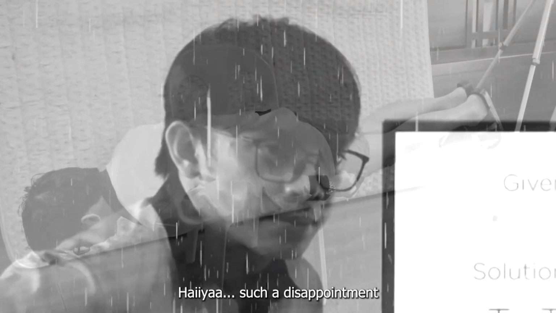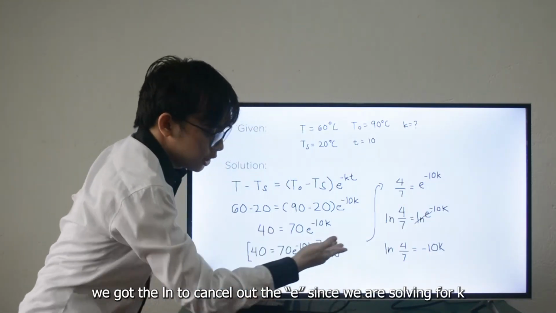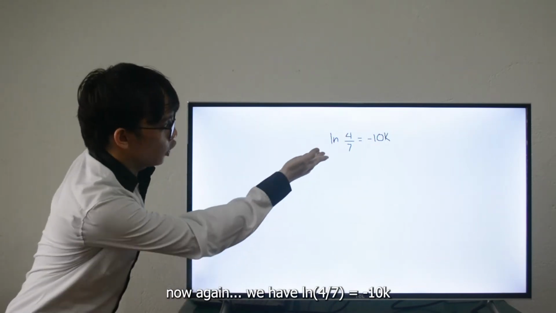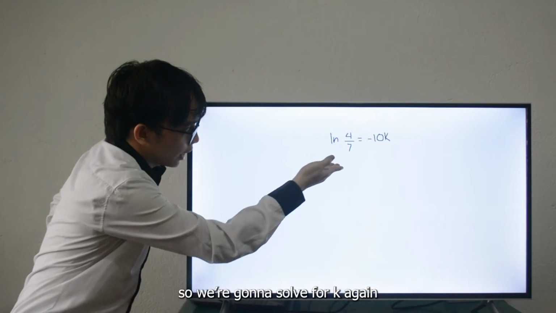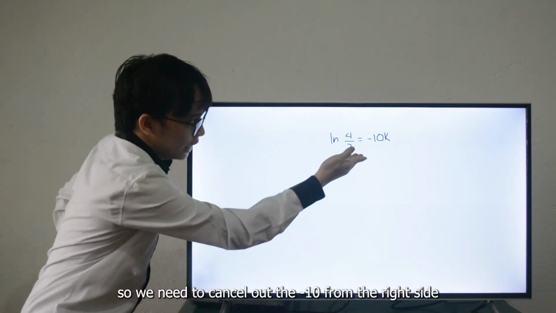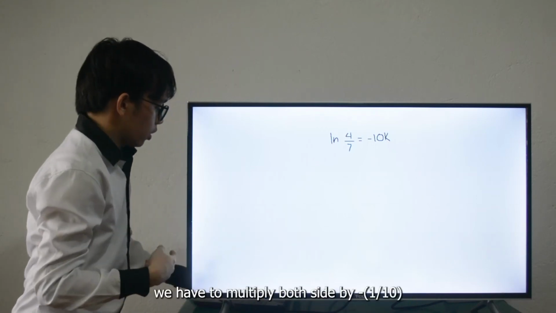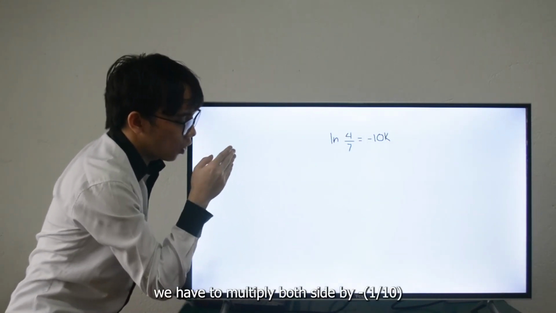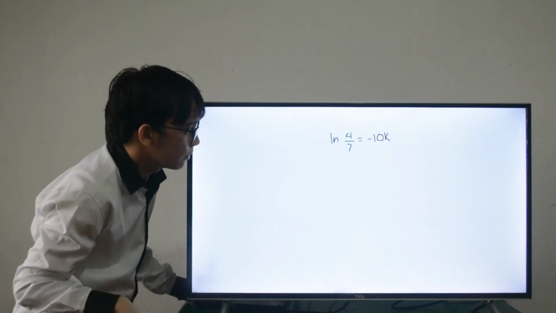Hiya, such a disappointment. We got the ln to cancel out the e since we are solving for k. Now again, we have ln 4 over 7 equals negative 10k. So we can solve for k again. So we need to cancel out the negative term from the right side. So you have to divide both sides by negative 10. I mean, you can multiply by negative 1 over 10.